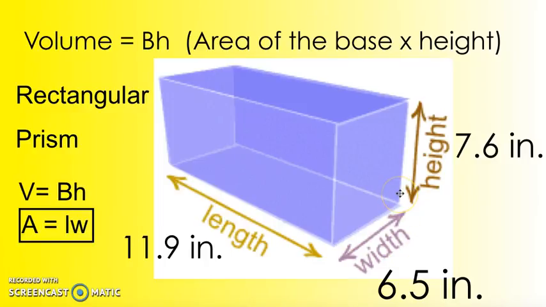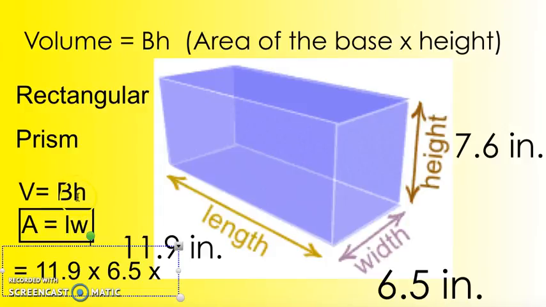Now, the other side that is important to us is the height. How tall is this prism? We look at how it is resting right now and think about how tall it is. Well, it is 7.6 inches. So what we're going to do is take the area of the base. In order to find the area of a rectangle, we said we had to do length times width. So let's do that. Length is 11.9 times 6.5. That's length times width. And then we're going to multiply by the height, which is 7.6.